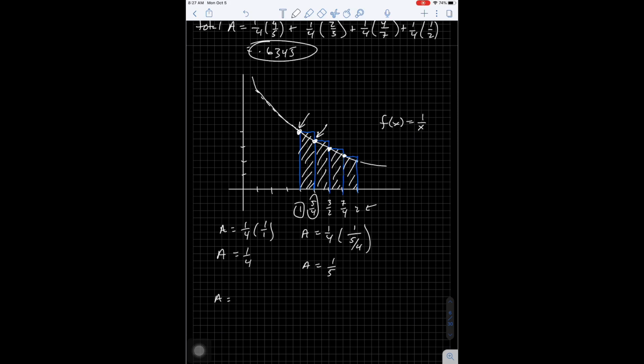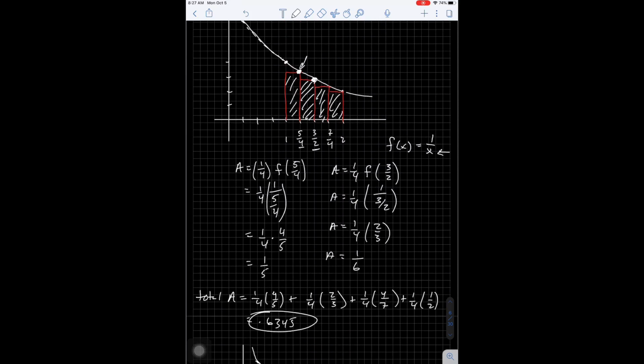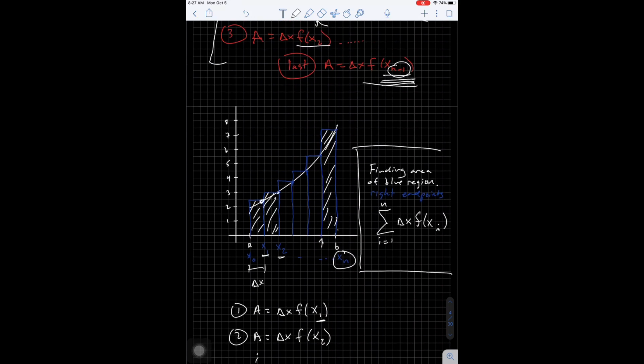So here's what you get in all its glory. You get 1/4 times 1 plus 1/4 times 4/5 plus 1/4 times 2/3 plus 1/4 times 4/7. All right, and some of you are saying, do I have to write the 1/4 every time, or can I factor out the 1/4? You absolutely can factor out the 1/4. Remember our properties of sums. Let me scroll back up here really quickly.